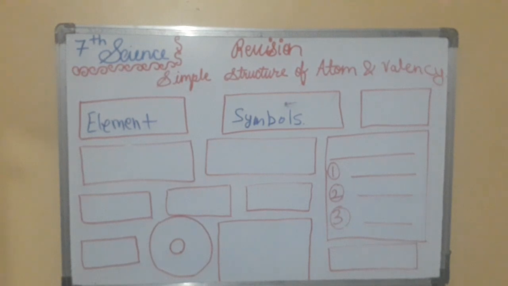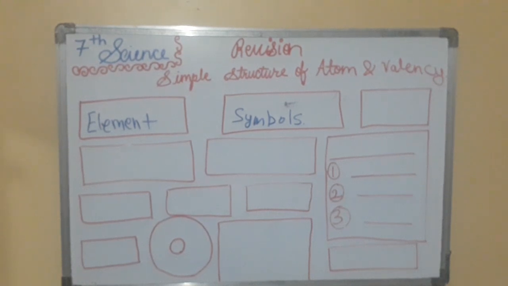Second, if the names of two or more elements begin with the same letter, the first letter and any other prominent letter from the name is the symbol. First letter is given in the capital and the second letter is the small one. Example, aluminium Al, argon Ar, barium Ba.